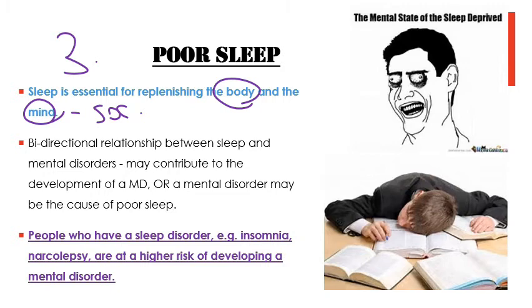This is considered a risk factor for the development or progression of certain mental disorders. So we're not just talking about developing it, but also the progression or perpetuation of an existing mental disorder. Because of this, we consider sleep to have a bi-directional relationship with mental illness. What that means is it's two-way.